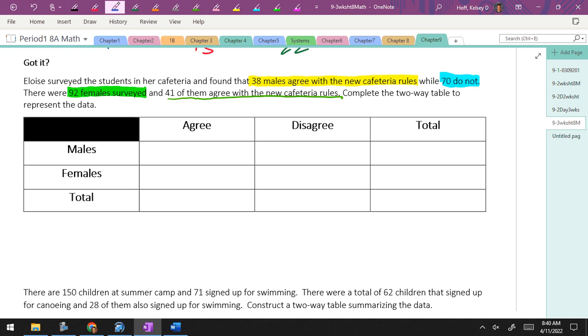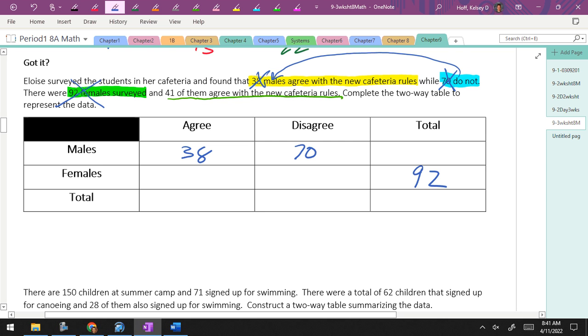Somebody raise your hand and tell me where you put a number. Liana: 92. Total of what? Very good. Females, 92. 92 females were surveyed. At that point, we don't know anything else about them. Nicely done. Courtney: 38, a male, and then agree. Very good. Males and agree is going to be my 38. Zayden: 70 do not. Well, they're talking about males. Very good. Males disagree is 70.